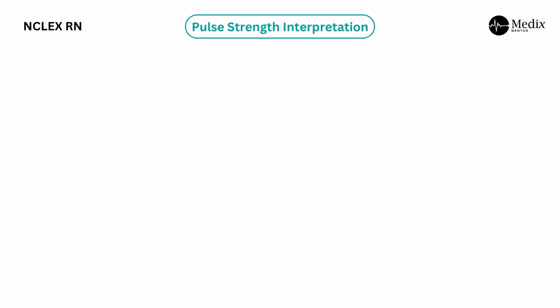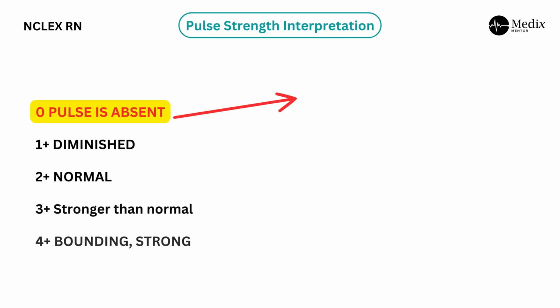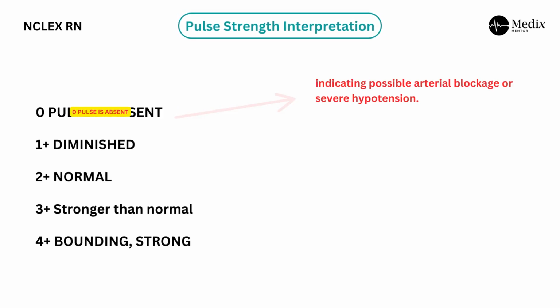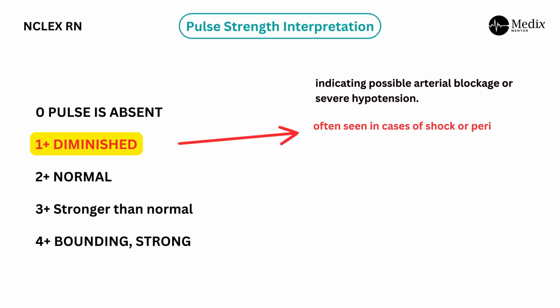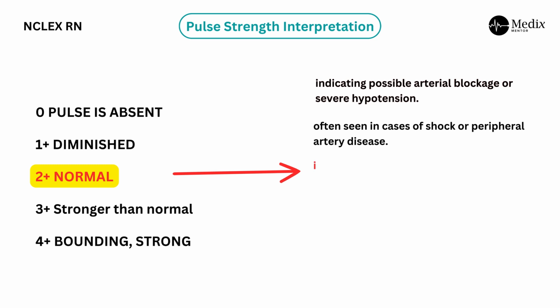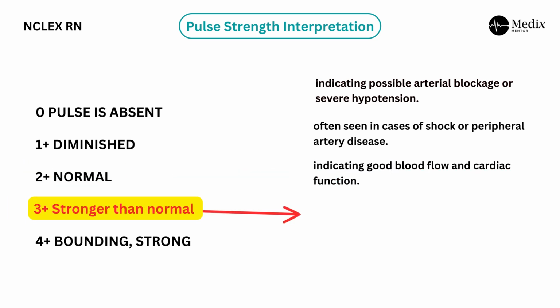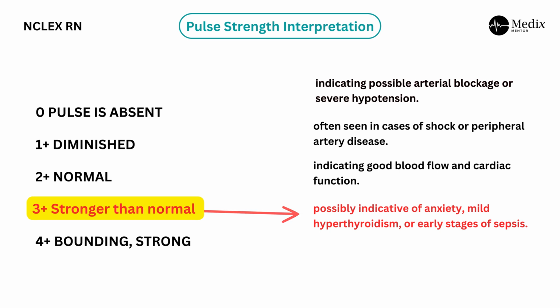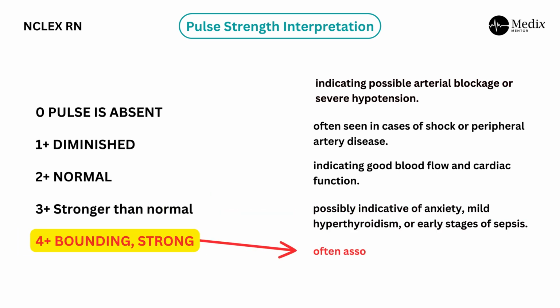Pulse strength interpretation. If no pulse is felt, it indicates possible arterial blockage or severe hypertension. Weak and thready pulse, often seen in cases of shock or peripheral artery disease. Normal pulse, indicating good blood flow and cardiac function. Stronger than normal pulse is possibly indicative of anxiety, mild hyperthyroidism, or early stages of sepsis. And bounding pulse, often associated with conditions like fever, anemia, or hyperthyroidism.